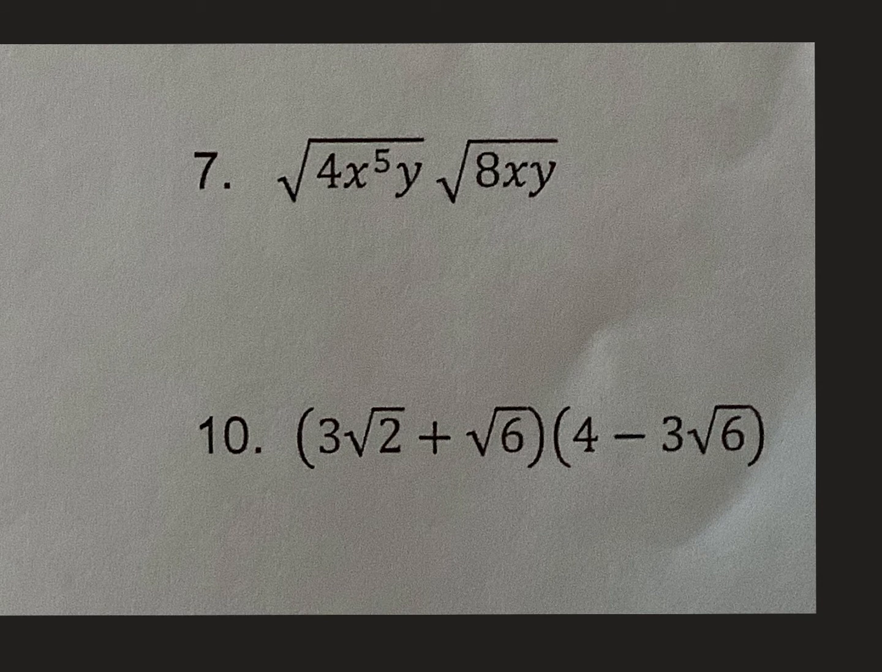Number 7. As long as the index is the same, these are both square roots, you are allowed to multiply and make it one big radical. So that's what I'm going to do. 8 times 4 is 32. Add the exponents on your x's, add the exponents on your y's. And now let's take the square root, see what we can do.